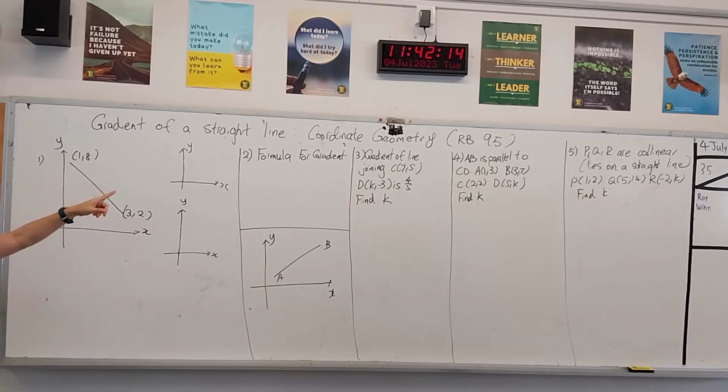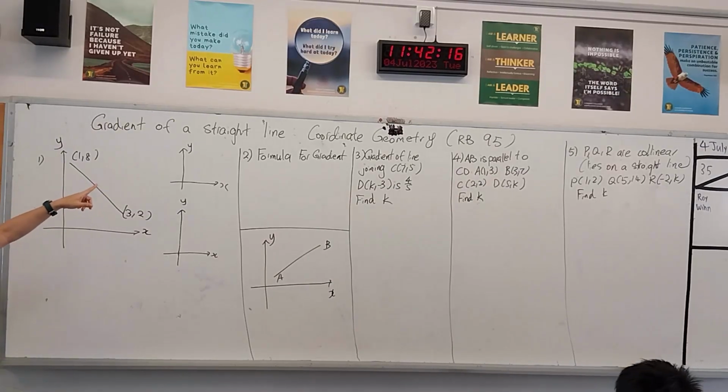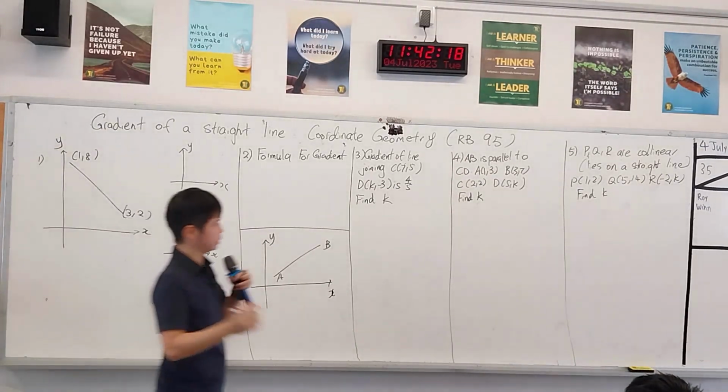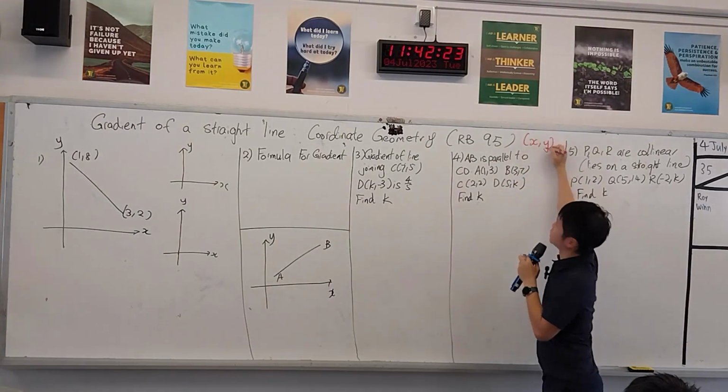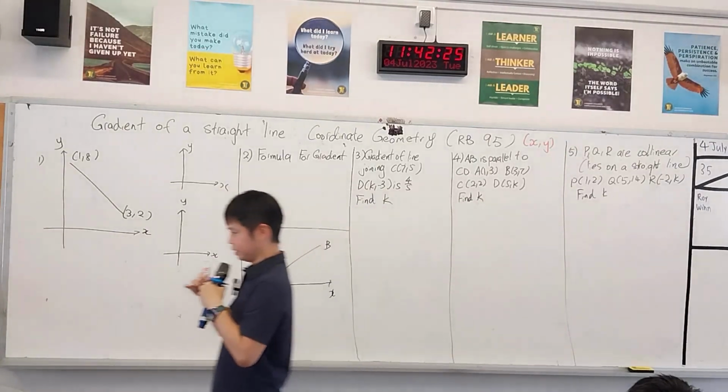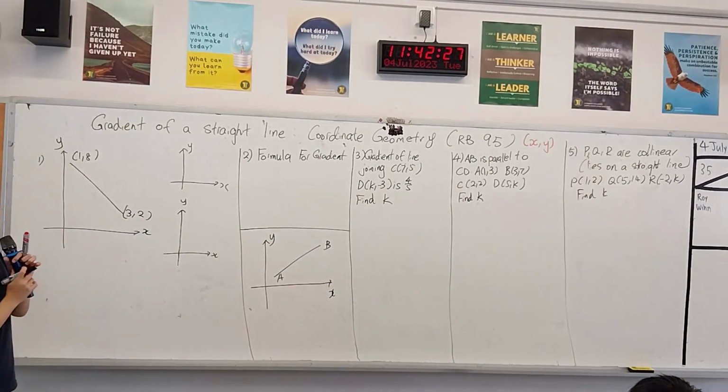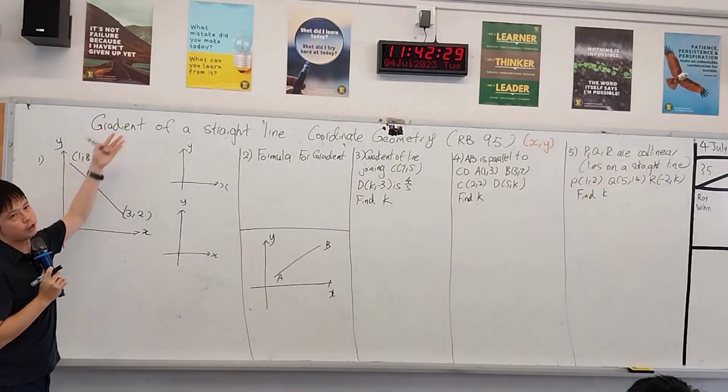Okay, so chapter 6 is on coordinate geometry. Now, coordinate geometry basically means we will be working with the Cartesian coordinates x and y. And the first thing we learn is the gradient of a straight line.